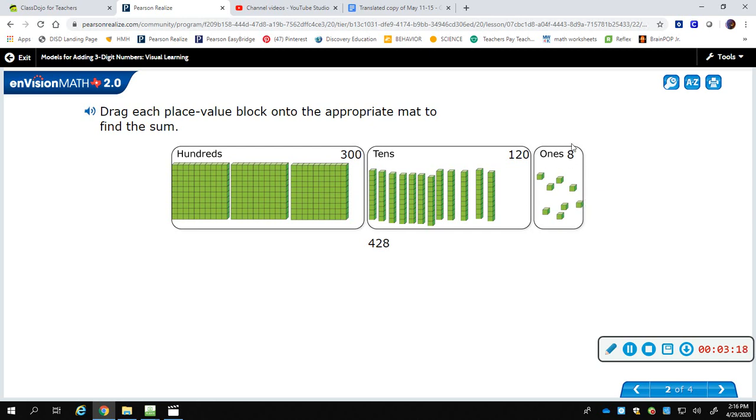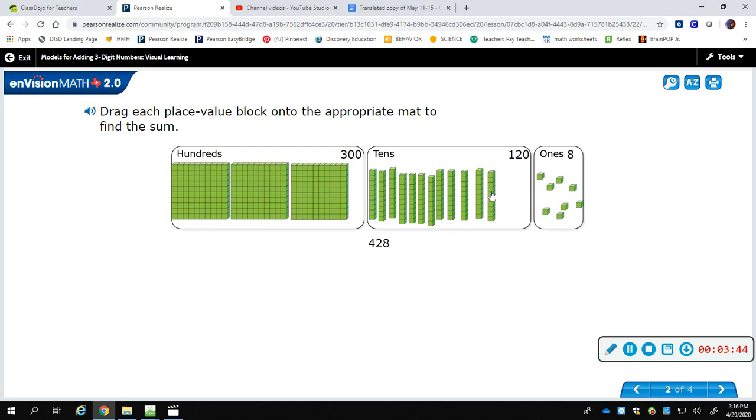So do we have enough here to switch them out for a 10? No, we don't, because it's less than 10. If it were 10 or more, then we can trade it out for a 10. Now let's look at our place values in our tens. 1, 2, 3, 4, 5, 6, 7, 8, 9, 10, 11, 12. We have 12 tens right here.